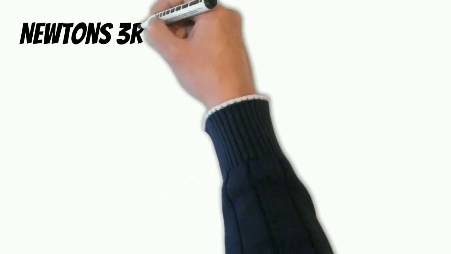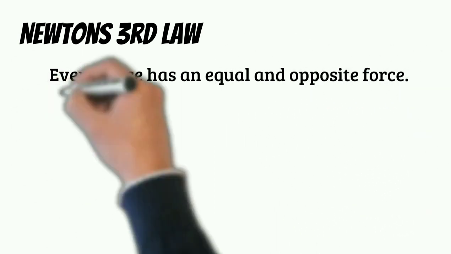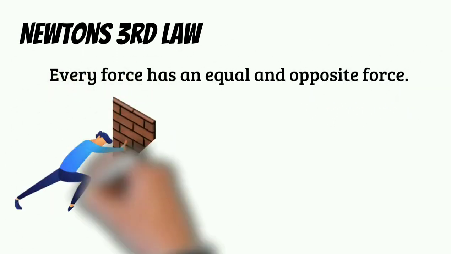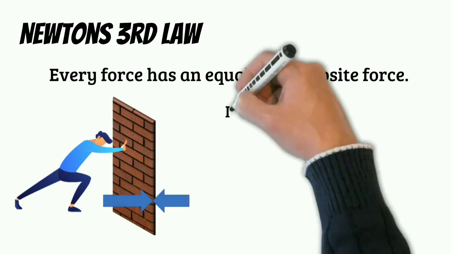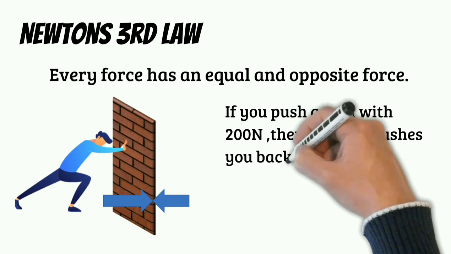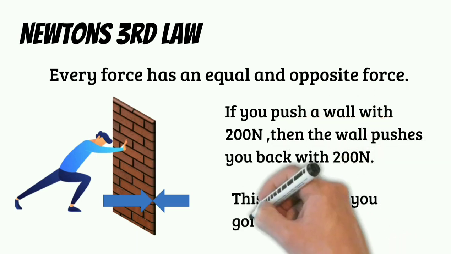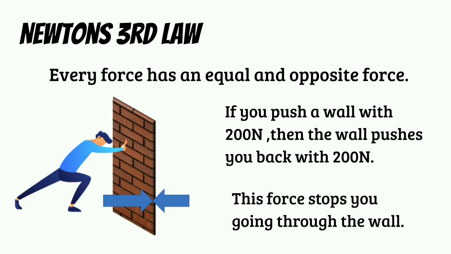Next, we will talk about Newton's third law, which says that every force has an equal and opposite force. So for example, if you push a wall with 200 newtons, the wall pushes you back with 200 newtons. This force stops you going through the wall.